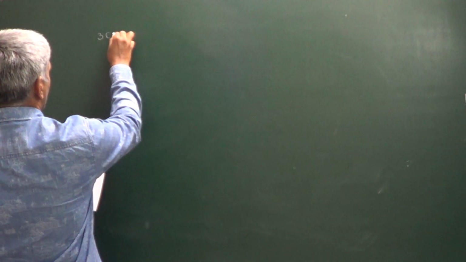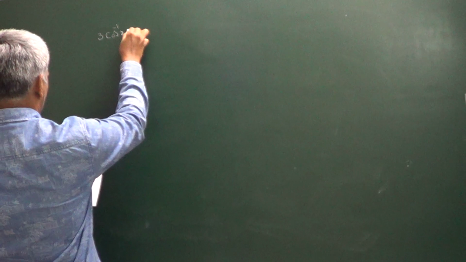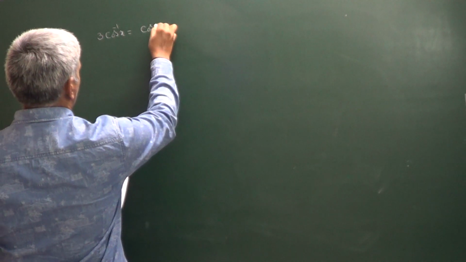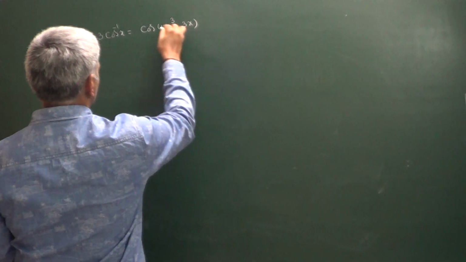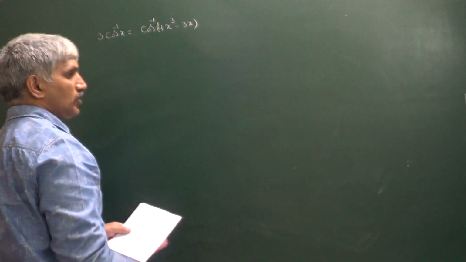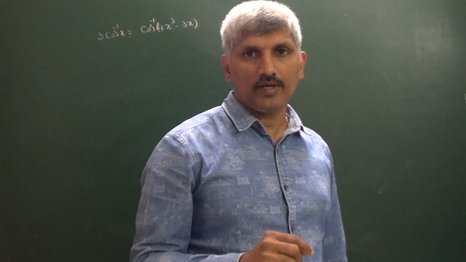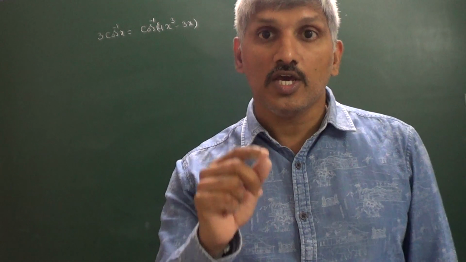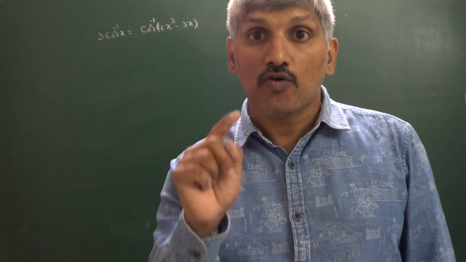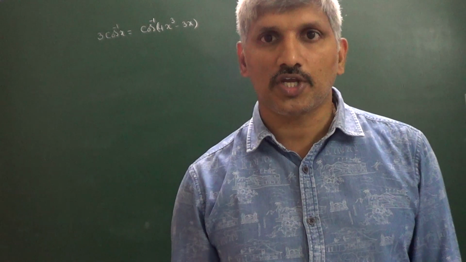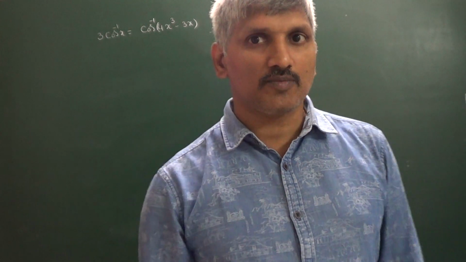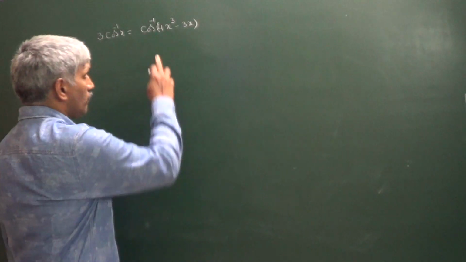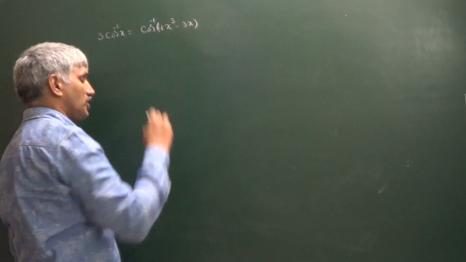Next question we are discussing, the question is given like this: 3 times cos inverse x is equal to cos inverse of 4x cube minus 3x. So if you know the formula of cos 3 theta, what is the formula? Cos 3 theta is 4 cos cube theta minus 3 cos theta. If you know the formula, definitely you will get an idea what substitution we have to take. Yes, 4 cos cube theta minus 3 cos theta.